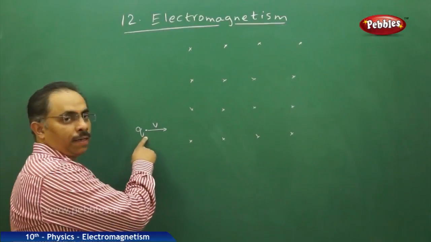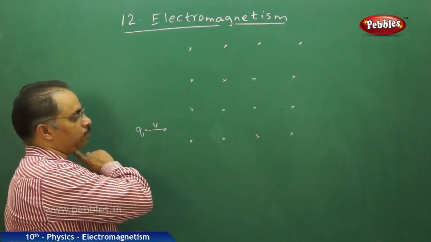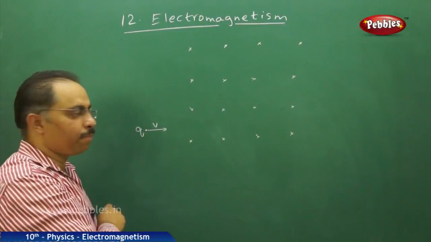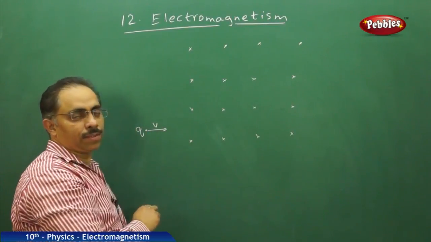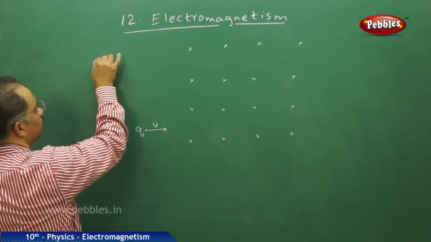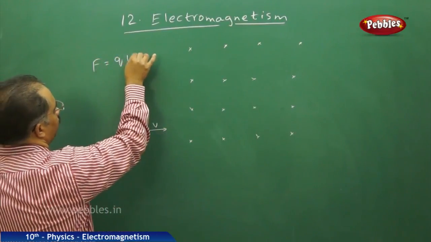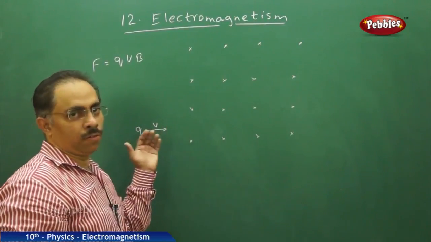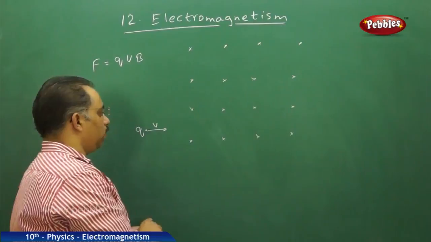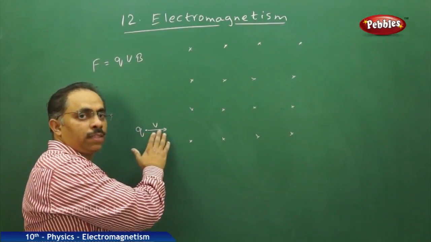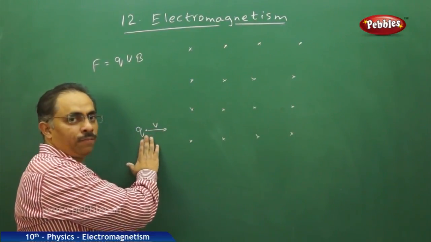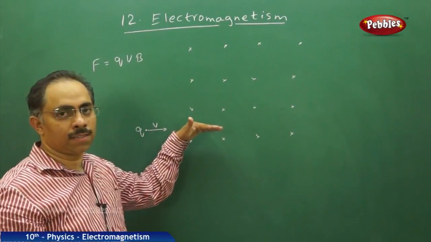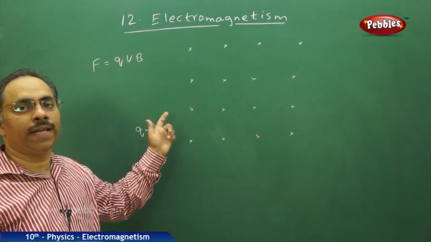I am having a charged particle Q, and I am throwing that into the magnetic field. The strength of the magnetic field is B, in this direction. Now the force is QVB definitely. Now in what direction does it move? To know the direction of the motion of the charged particle, we need to know the direction of the force. Initially it was thrown in the horizontal direction. Now we need to know the direction of the force.